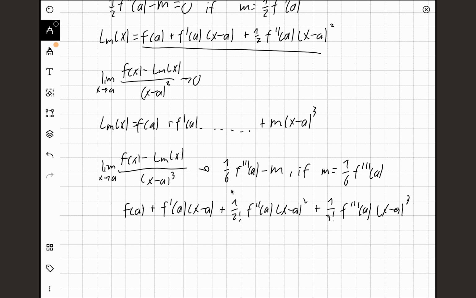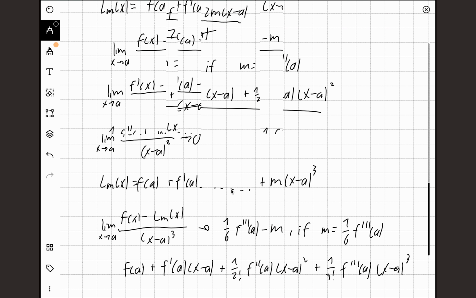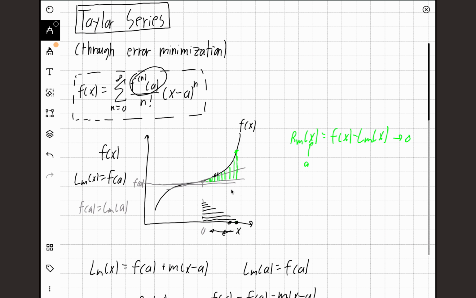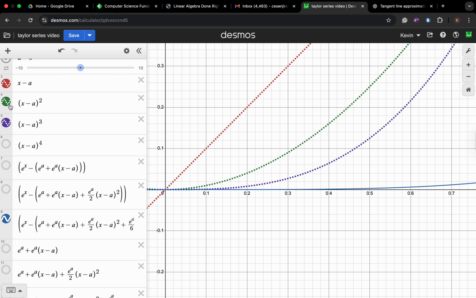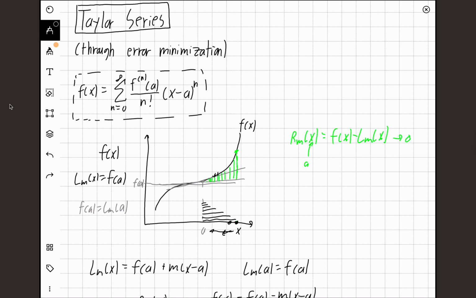If you keep on providing these limits and minimizing the error, we're going to be getting such m's that we get again the derivative, f triple prime of a over 3 factorial times x minus a to the power of 3. And again, as we sum this to infinity, because we're minimizing the error, the error will always go to 0 infinitely faster than these terms respectively. At infinity, this function has to equal exactly this function, because it is the one that minimizes the error as fast as possible. It is the best possible approximation. And if we have an infinite amount of these approximations, they have to equal this function exactly. So that is how you get the Taylor series through error minimization.